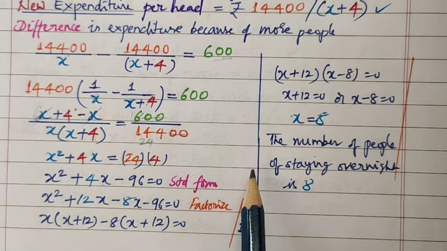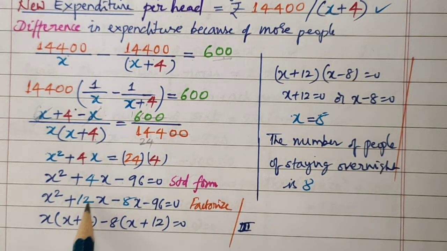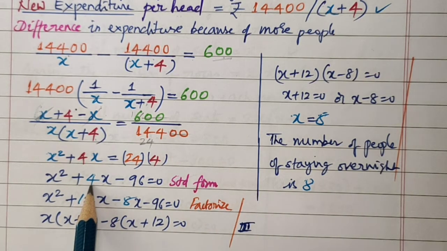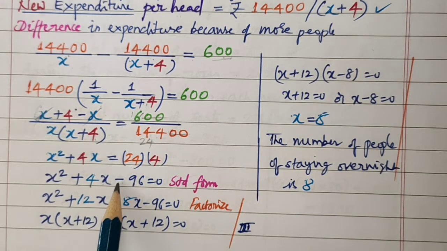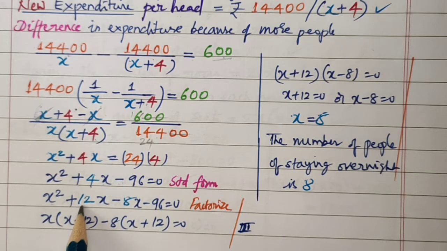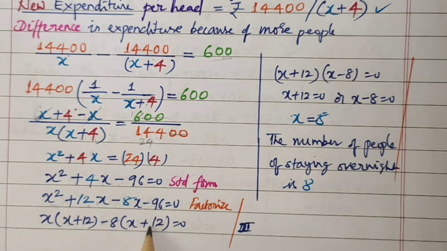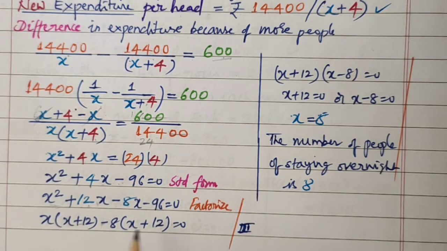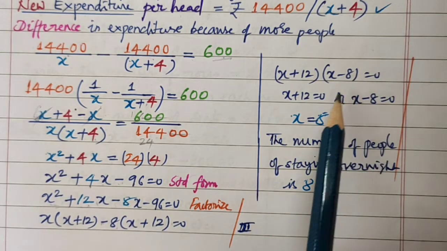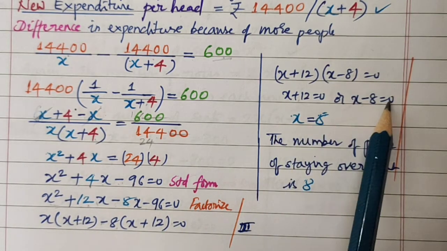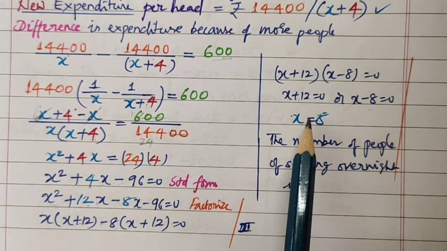Once you get the standard form of quadratic equation, factorize that. You split this 4x into two parts in such a way that when you add those two, we get 4x. When you multiply, you should get minus 96. x square plus 12x minus 8x minus 96 equal to 0. Take x common among these two, x plus 12 is left out, minus 8 out of these two. Then x plus 12 into x minus 8 is equal to 0. Then x plus 12 is equal to 0 or x minus 8 is equal to 0. x is equal to 8.